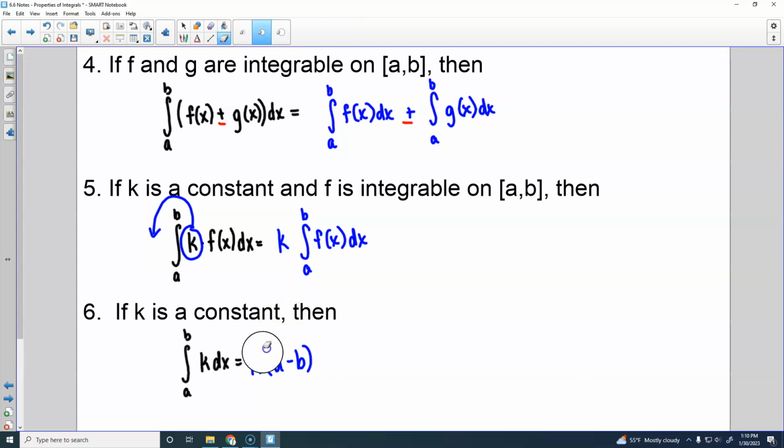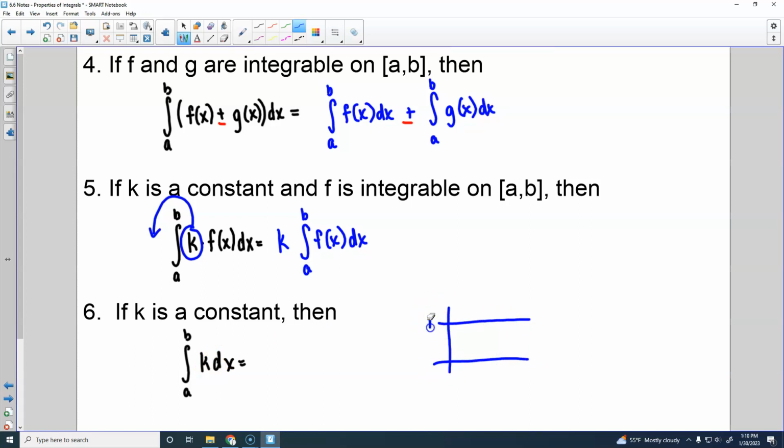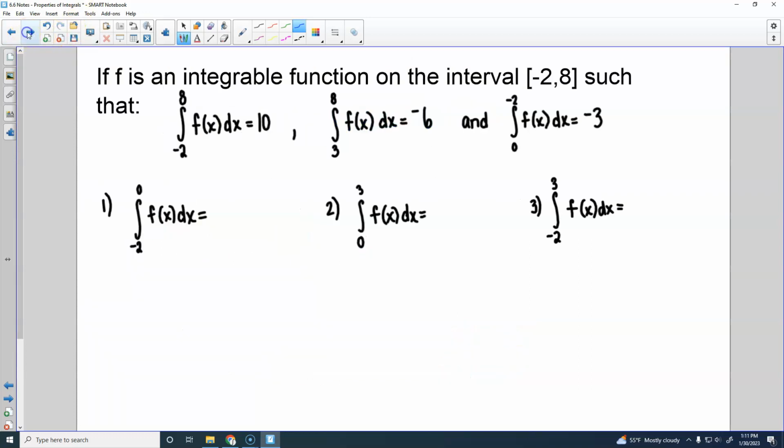All right, our last one here is going to be the area under a constant. So if you think about what that looks like, that's just a constant right here where k is that y coordinate. So if you're going from a to b for this integral, it's just going to be a rectangle. And the height of that rectangle is going to be k, and the width is going to be b minus a. You're going to subtract those two. So you're just going to have k times b minus a there, because you're just dealing with a rectangle.